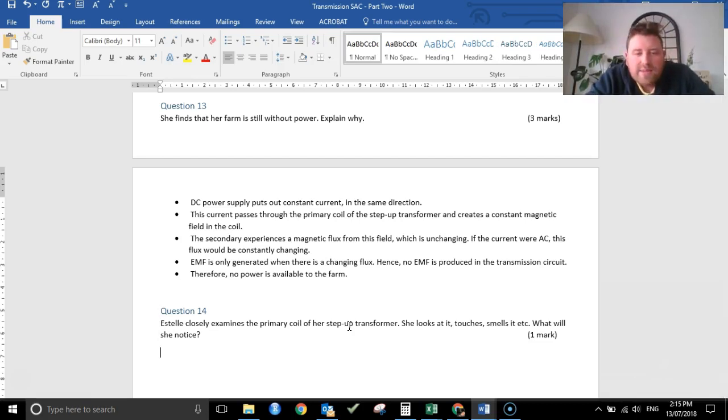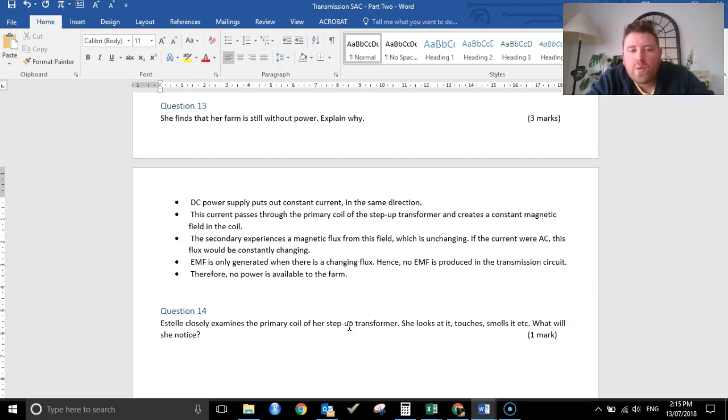Estelle closely examines the primary coil of a step-up transformer. She looks at it, touches it, smells it, etc. What will she notice? I probably could have phrased this question better. What I'm looking for here is, what would she notice that she wouldn't notice if we hadn't done this thing with the batteries?